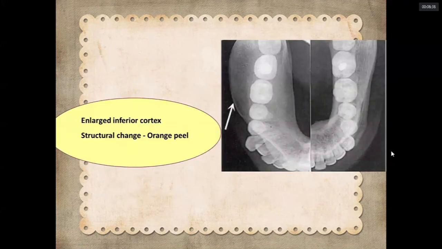Okay. So here in this occlusal radiograph, you can see the expansion of the cortex. And the internal structure is the orange peel appearance. Okay, there is expansion of both the buccal as well as the lingual cortical plates.